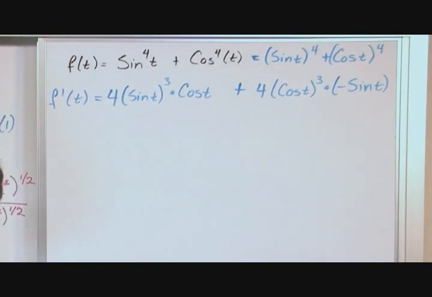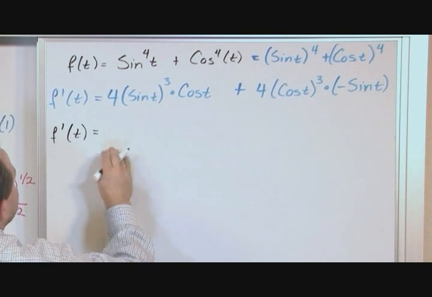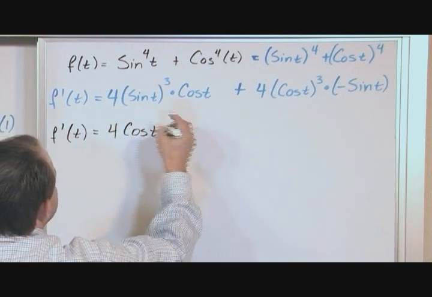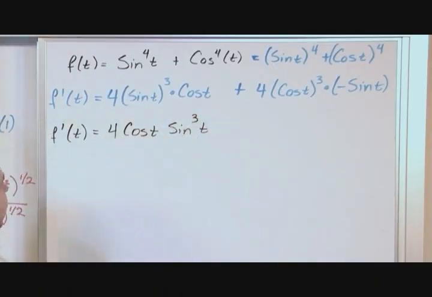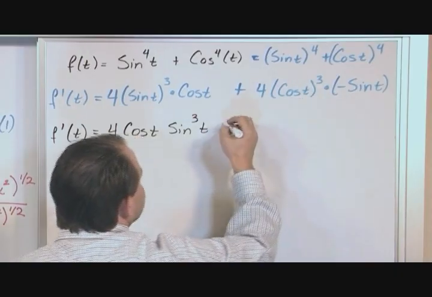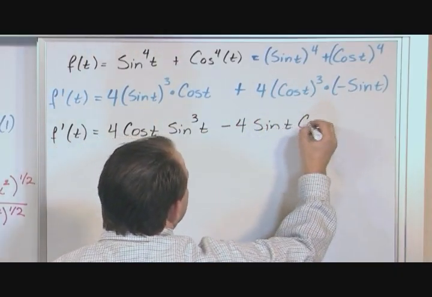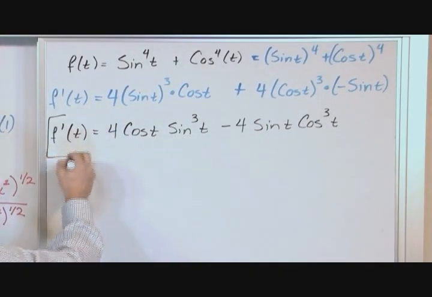That is the answer. We'll clean it up just a little bit, just kind of like good math manners. So what we have is 4 times cosine t times the sine cubed of t. We'll rewrite it like this. This is how you'll see it in the textbook. Here we have a minus sign, so it will be minus 4 times the sine of t times the cosine cubed of t. And that's what we have right there: 4 cosine sine cubed t minus 4 sine cosine cubed t.